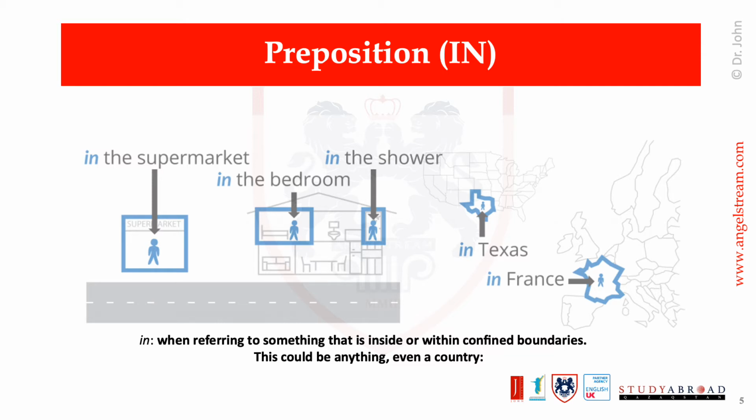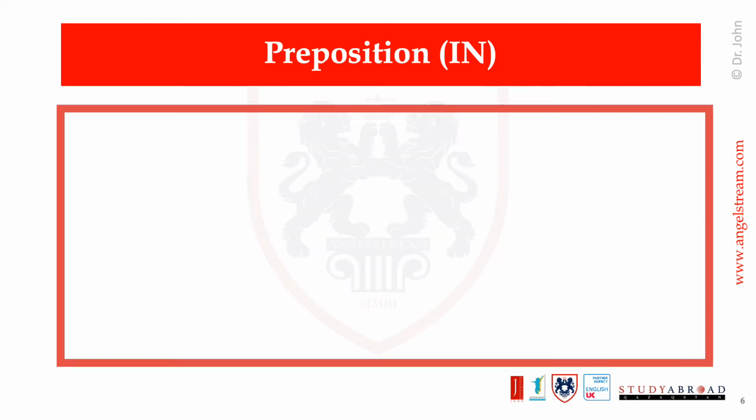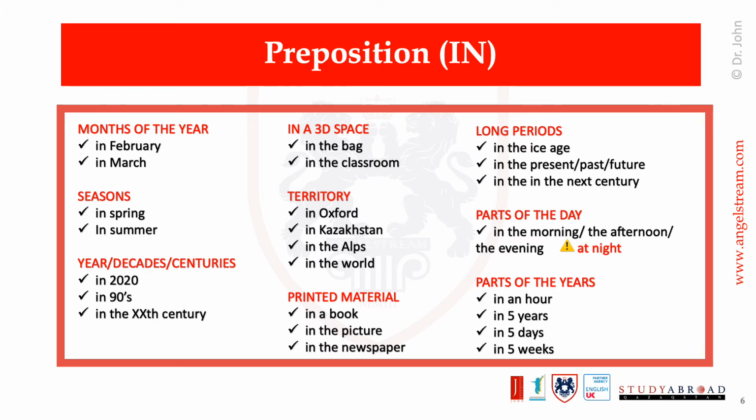And France is located in Europe and it has got boundaries. Texas is located in the US, it has got boundaries. So anything that has got boundaries is going to take in. Now let's talk about some examples.